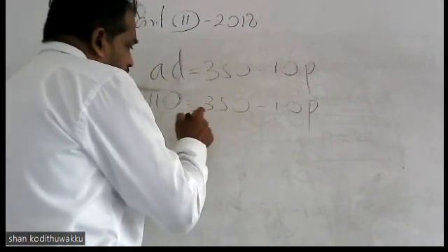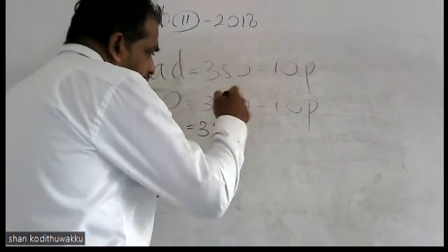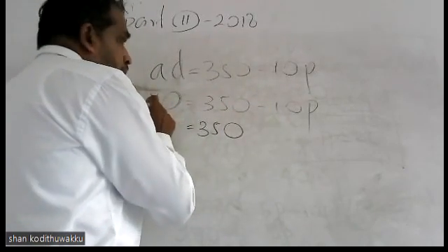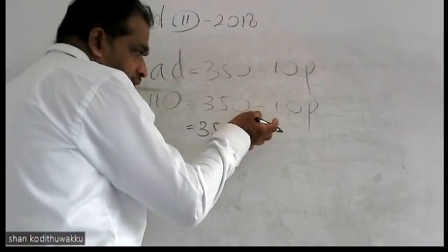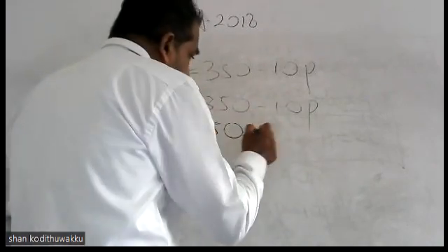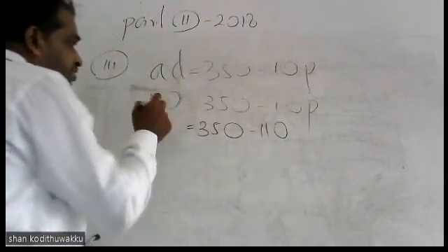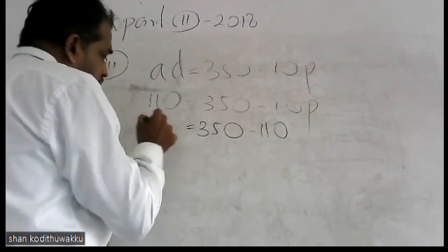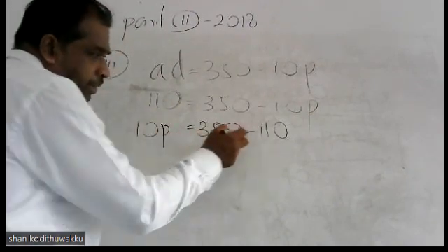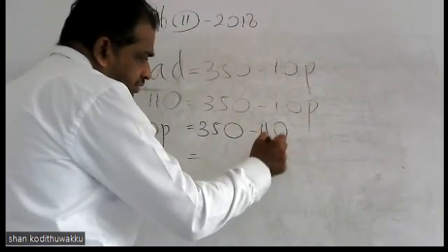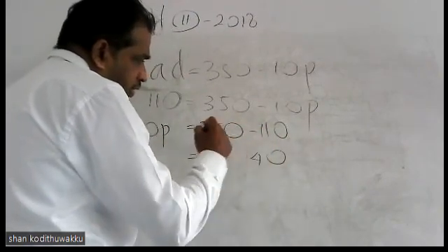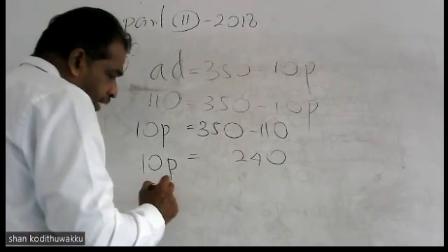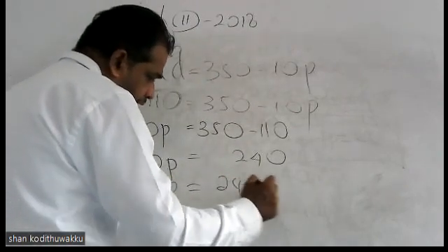Here, you can keep the 350 on the right-hand side and take plus 110 from the left to the right-hand side. Then it will become minus 110. Then you can take minus 10P from the right to the left side, and it will become plus 10P. Then 10P equals 350 minus 110, which is 240. Then 10P equals 240. To find P, you divide 240 by 10.